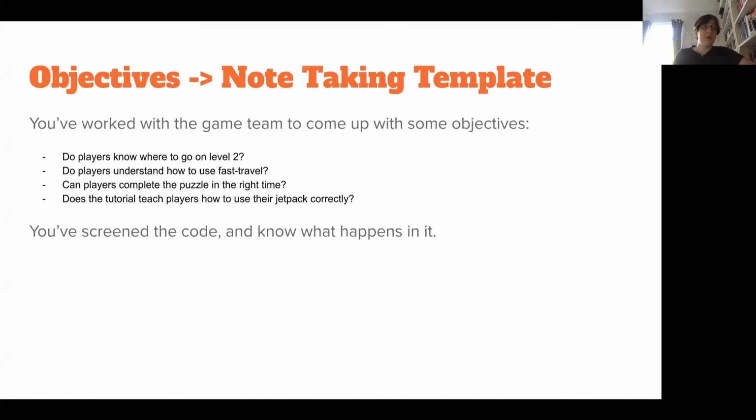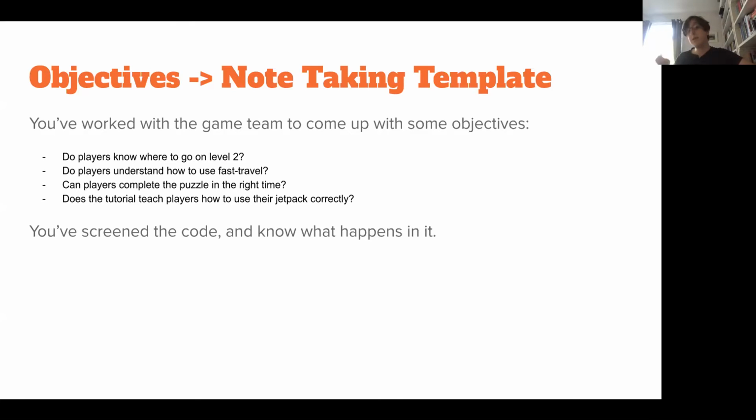So the first step is preparing that mind map, creating a note-taking template that we can use for that process of capturing notes live into a mind map. Typically in a user research study, you'll work with the game team and come up with some relevant objectives based on what their current priorities are or what they need to know. I've made up some for a made-up game here.